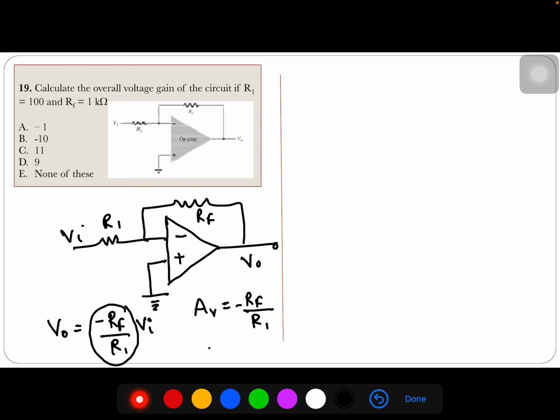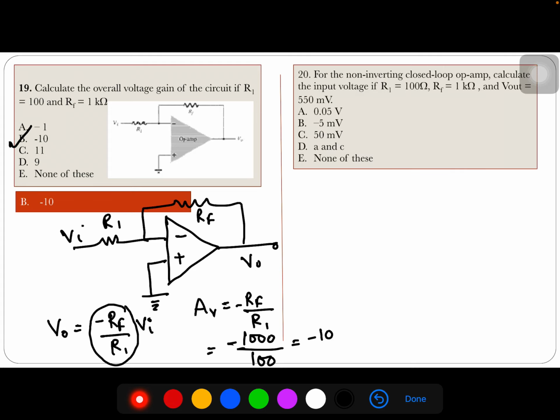You are given both the values in the question. Just calculate the answer. That is 1 kilo ohm, that means 1000, and R1 is 100. Answer is minus 10. So the gain is minus 10. Option B. Next question.